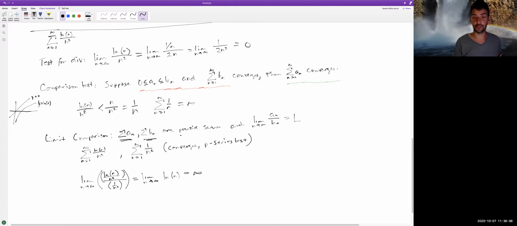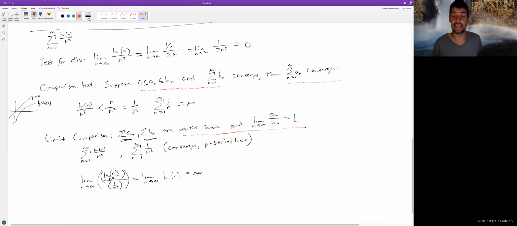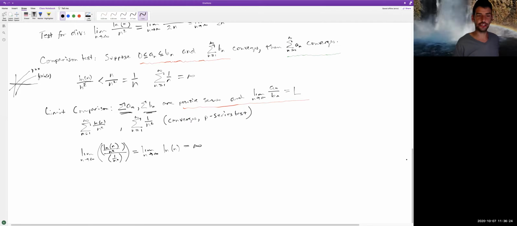Those are our conditions. In this case, the conditions are positive series and a finite limit of the quotient of their terms. We didn't get that. However, this gives me a little hint. Maybe I can try something similar and change it a little bit so that I end up with a finite limit. Let me just do something off to the side here.